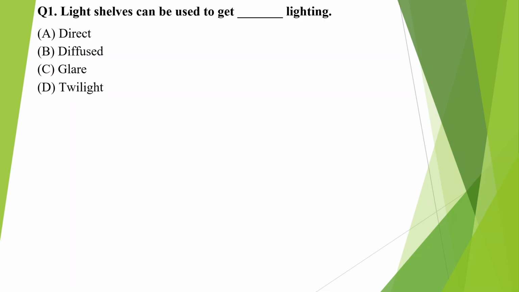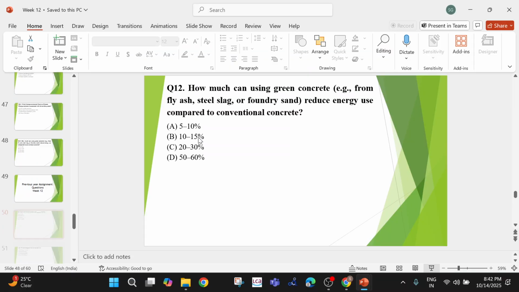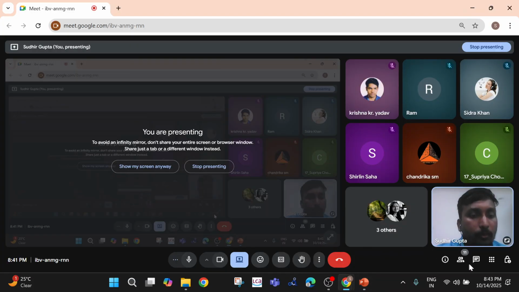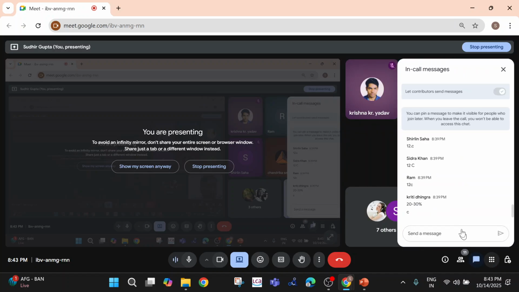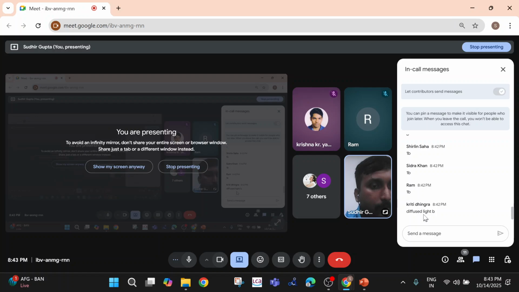Question number 1. How many of you know the answer? Raja Vicky has won the race, and others are also trying to give their answers for question number 1. Kirti, Silly and Sidra, a lot of people have given their vote. It's good to see that most of you are confident about your answers and were able to give them in the chat box.